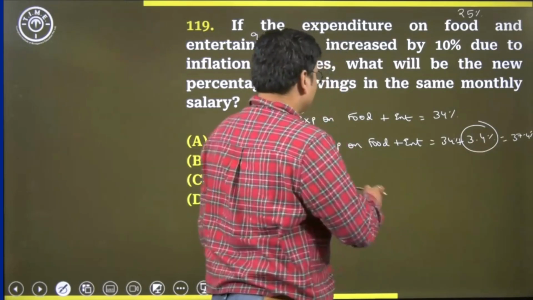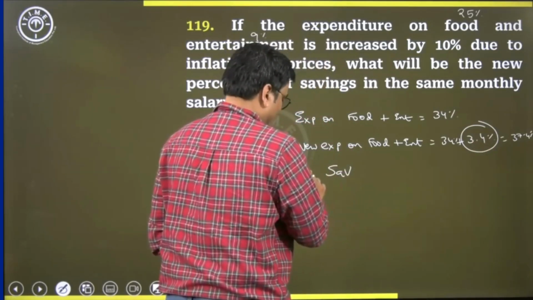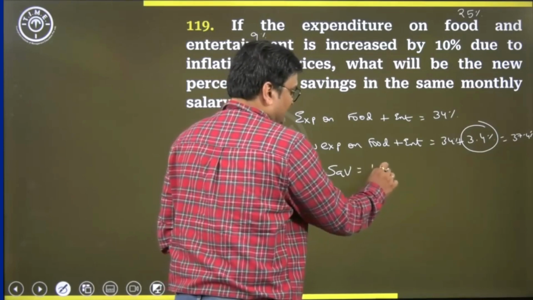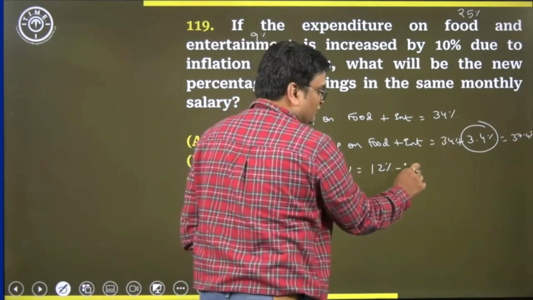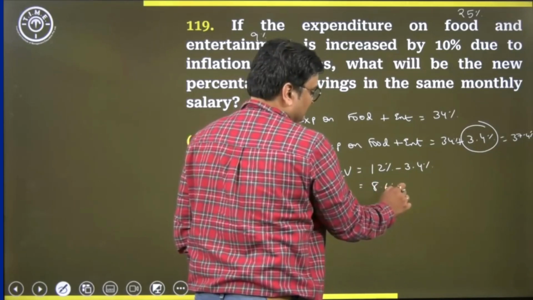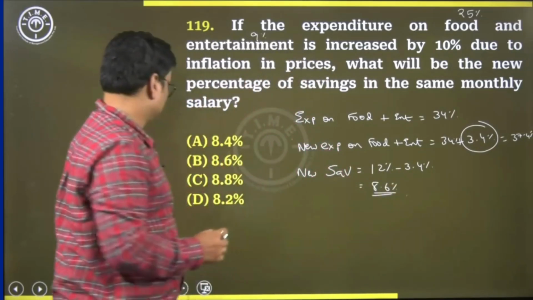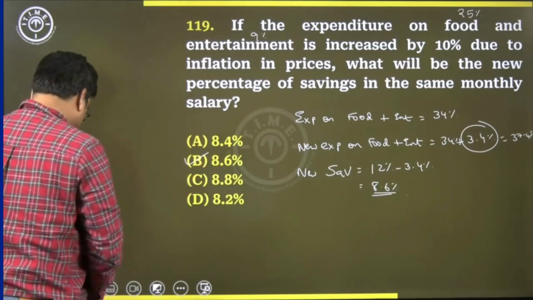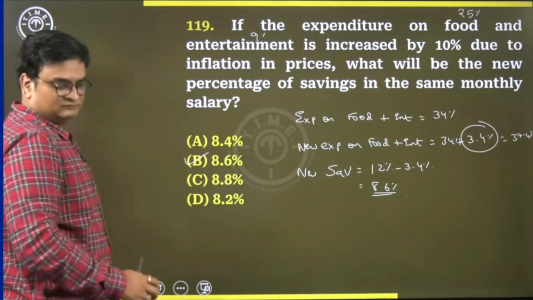Now, what was the savings previously? Savings previously was 12%. Now it should go down by 3.4%, and thus the new savings value will be 8.6%. So option choice B will be the correct answer. All right.